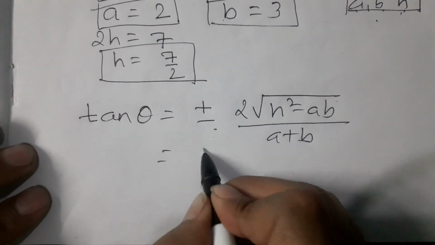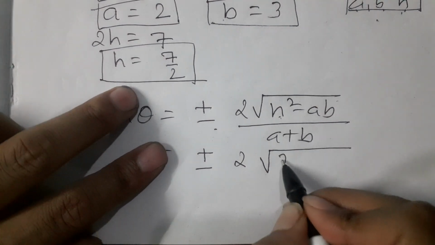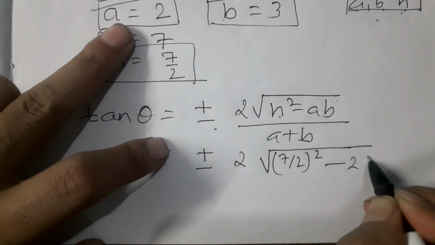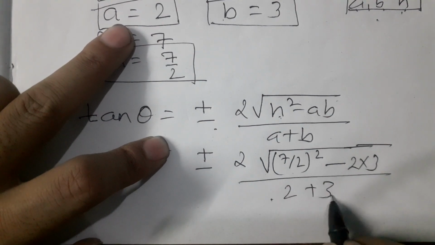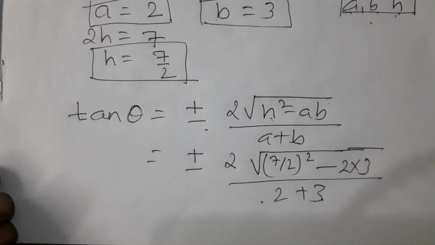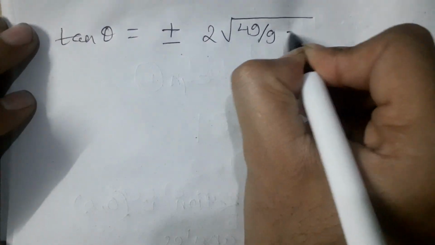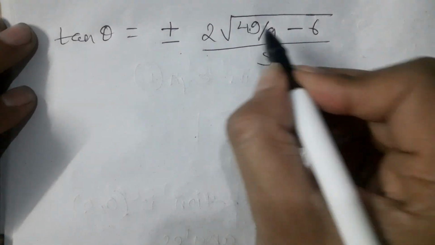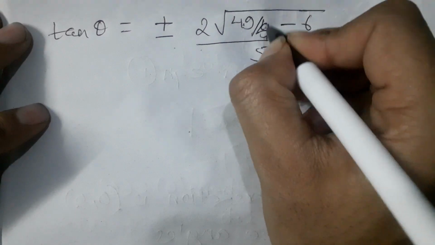Okay, now from here onwards what you have to do is, in place of h square I have to keep 7 by 2 whole square, and ab means 2 into 3, and downside this 2 plus 3. So plus minus 2 root under 49 by 4 minus 6 divided by 5. Okay, so 7 7s are 49, and that is not 9, it is 2 2s are 4.